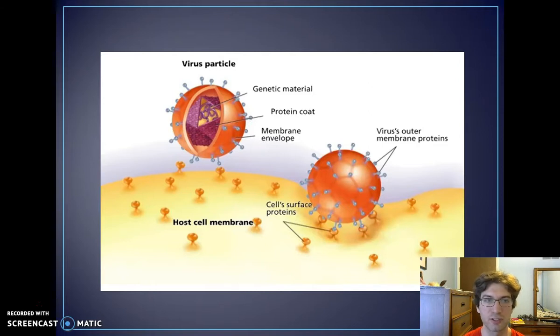Here's a little illustration to help that out. We do have our protein coat around our virus, and you can see it has these antigens that are sticking out of it. On the other hand, our cell, our host's membrane, has antigens that are pretty much the opposite of it, kind of like the lock and key. And these will hook into each other, and therefore the virus will be able to attach to the cell. And once it's attached to the cell, it can begin its process.